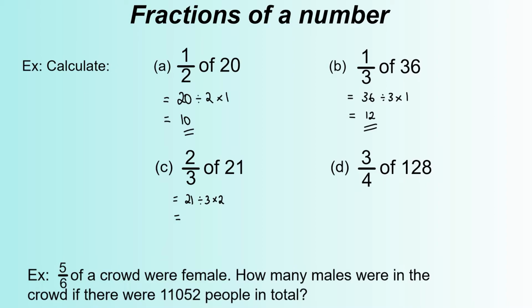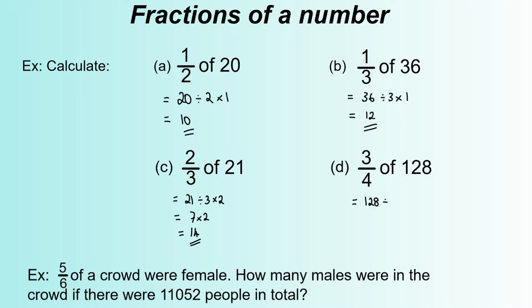Now, you can still carry on as you did before. 21 divided by 3. How many 3s in 21? That would be 7. But this time we still have to multiply that answer by 2. 7 times 2 is 14. So you can see there's an extra little step there, an extra thing to think about when the top number, your numerator, isn't a 1. Here, we've got a bigger number, but you should still be able to manage it.